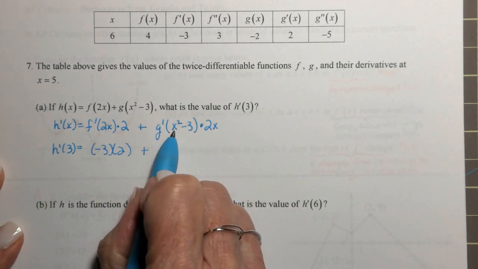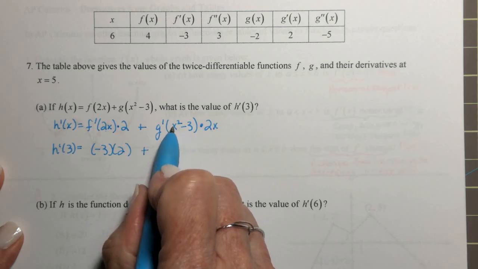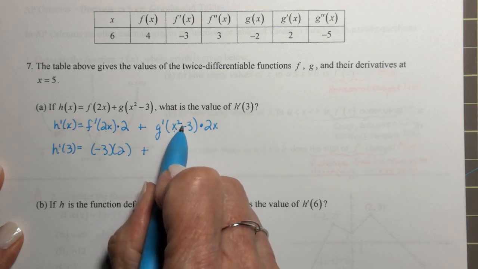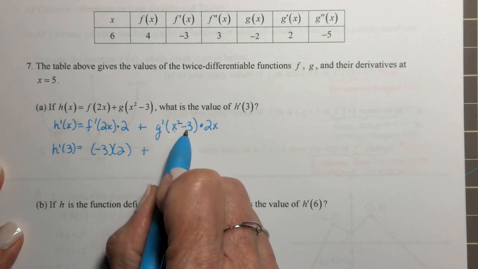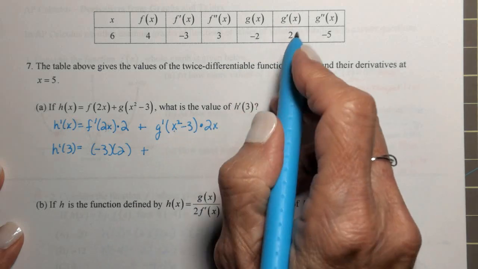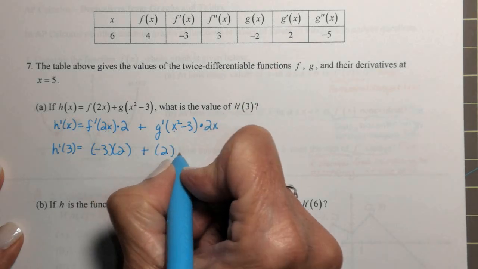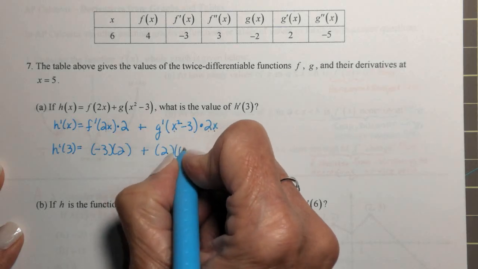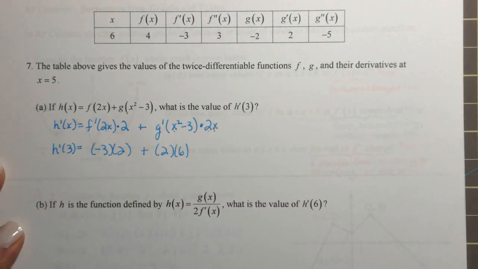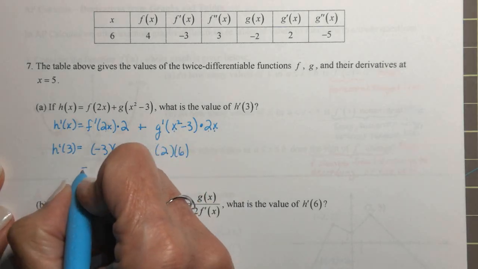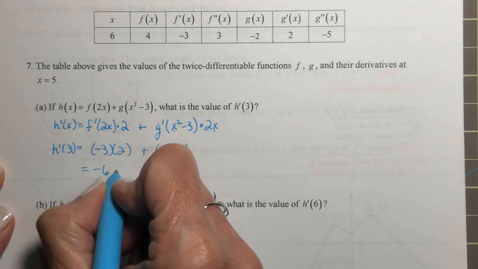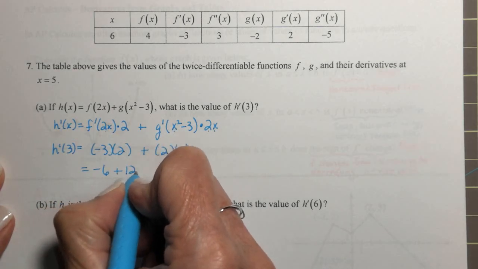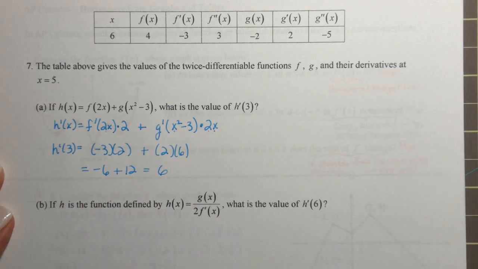When I plug a 3 in for this x, I'm going to have 9 minus 3, which is 6. So I'll have g prime of 6, and g prime of 6 is 2. When I put a 3 in for that x, I get a 6 right there. That's our first safe stop spot. I'm going to go ahead and clean it up for a multiple choice question.